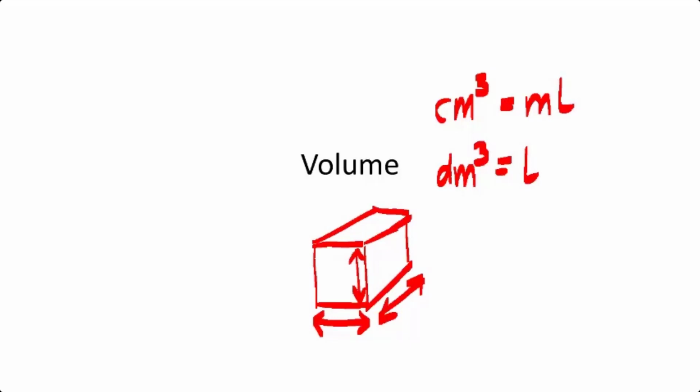So a centimeter cubed would be a cube, which is like a 3-dimensional square, where each of the dimensions is 1 centimeter. 1 centimeter by 1 centimeter by 1 centimeter is a centimeter cubed, and that is a milliliter. A decimeter cubed would be 1 decimeter by 1 decimeter by 1 decimeter, making 1 decimeter cubed.